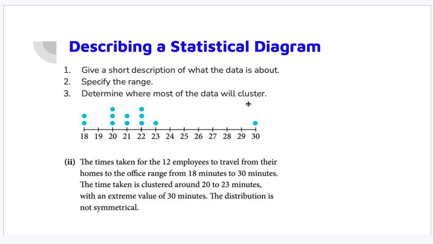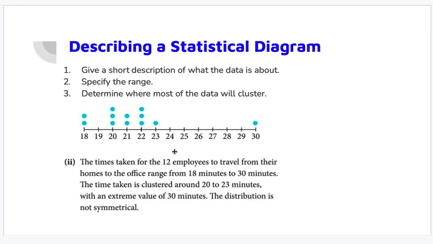Now let us take a look at how we describe a statistical diagram. We first need to give a short description of what the data is, and specify the range. So this data are the times taken for 12 employees to travel from their homes to office, ranging from 18 minutes to 30 minutes.